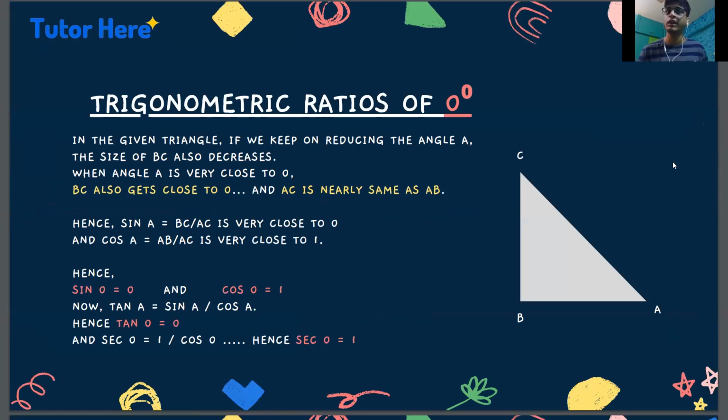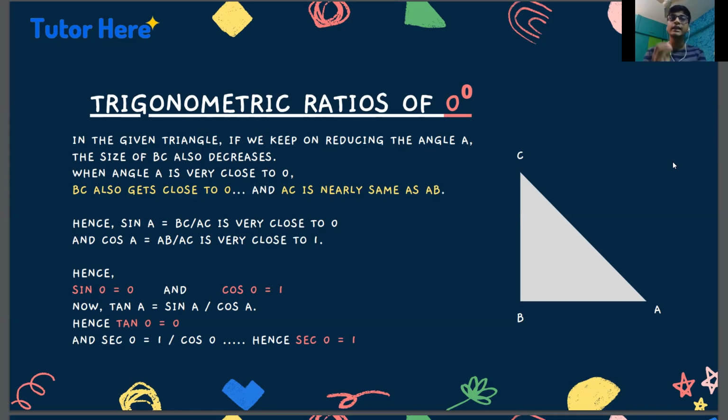Trigonometric ratios of 0 degree. In the given triangle, if we keep on reducing the angle A, the size of BC also decreases. When angle A is close to 0, BC also gets close to 0 and AC is nearly same as AB. Hence, sine A, which is BC by AC, if you recall from the previous video, is very close to 0. And cos A, which is AB by AC, is very close to 1. Hence, sine 0 is 0 and cos 0 is 1.